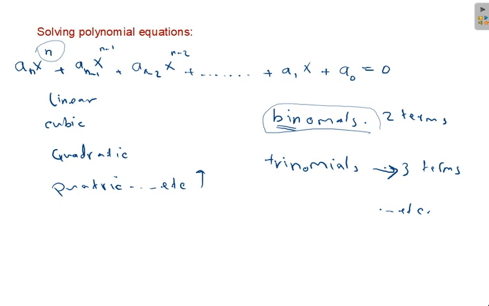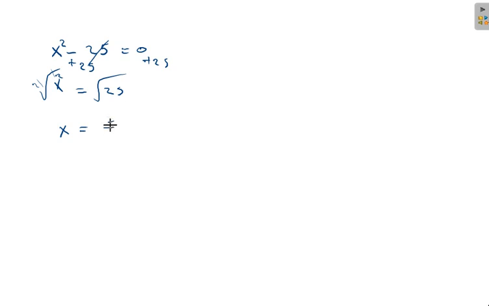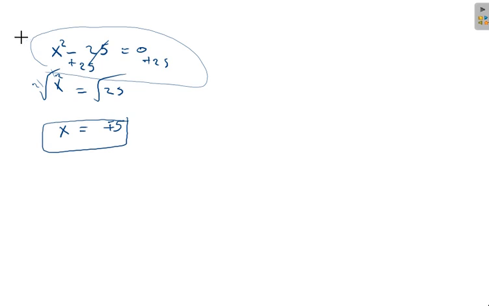Let's take some examples. For example, x squared minus 25 equals 0. In this case, we just add 25 to both sides of the equation in order to isolate x squared, which is equal to 25, and take the square root of both sides. So x equals the square root of 25, which is minus or plus 5. That's it. This is a binomial of degree 2.